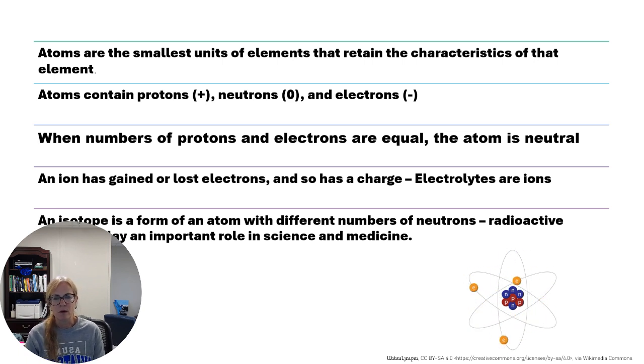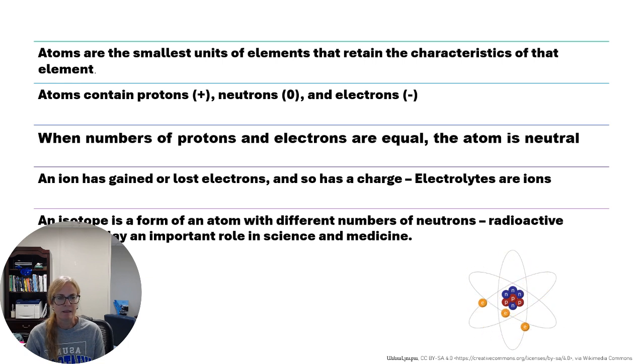An isotope is a form of an atom that has different numbers of neutrons. So if we have something like carbon 14, for example, which is used in radiocarbon dating to determine how old things are, like let's say you find a petrified tree or some fossils, you can try to do radiocarbon dating to determine the actual age of that. Also, radioactive isotopes play an important role in science and medicine. So besides carbon 14, radioactive isotopes are used medically in a lot of different scenarios. They can be used to detect cancers and as tracers, to follow atoms through a system.